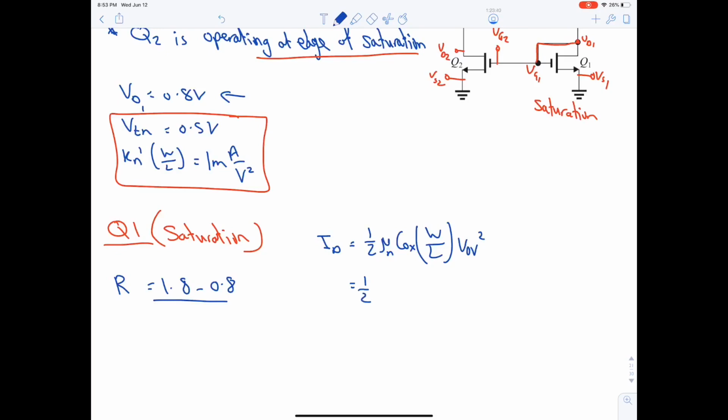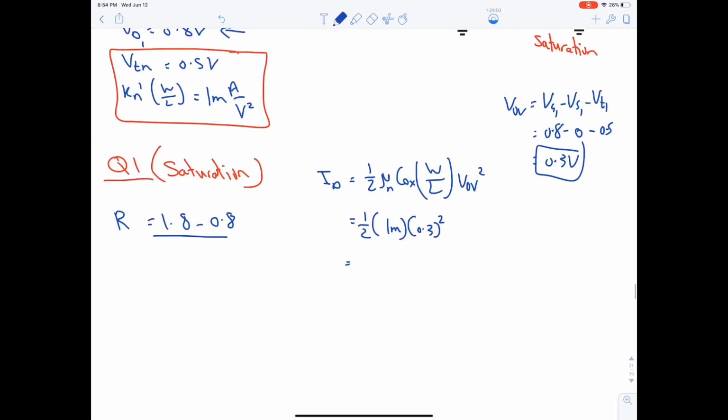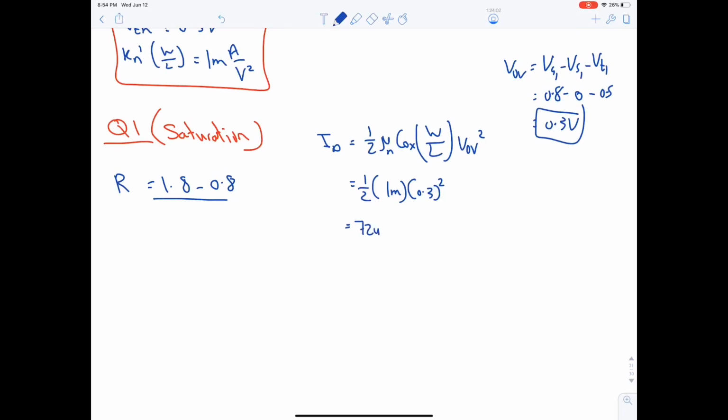Half mu n COX is 1 milli. VOV is equal to VG1 minus VS1 minus VT1. VG1 is VD1, which is 0.8. VS1 is 0. VT1 is 0.5. Hence it's 0.3 volt. 0.3 squared will result in 72 microampere. Sorry, it's 45 microampere.